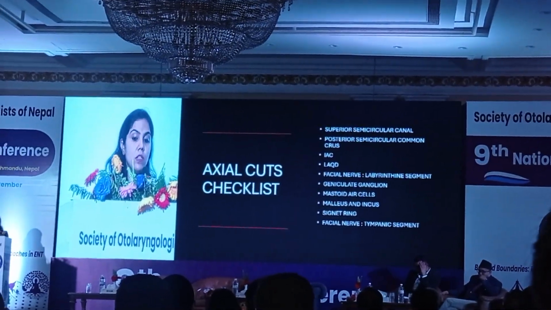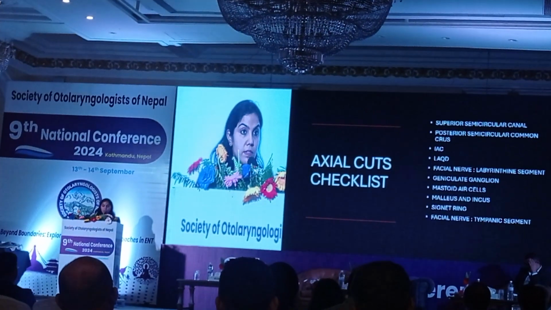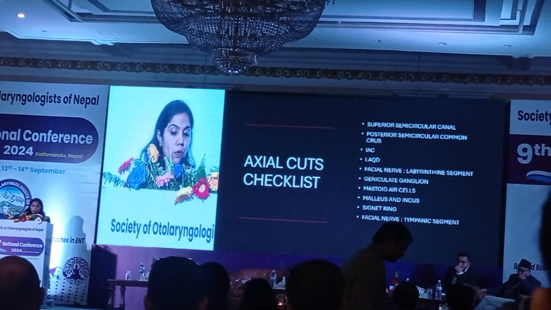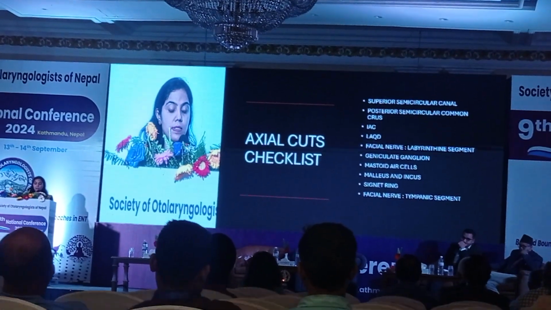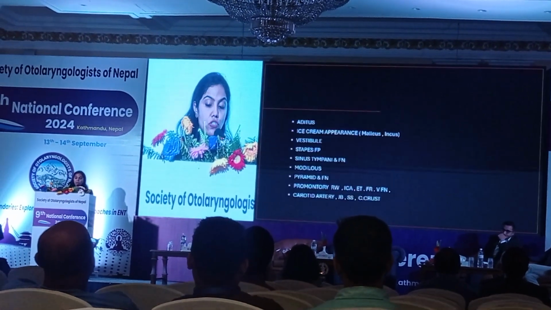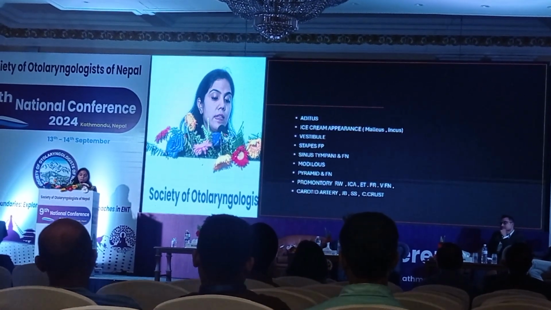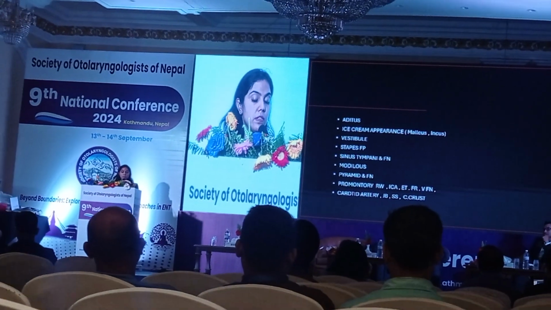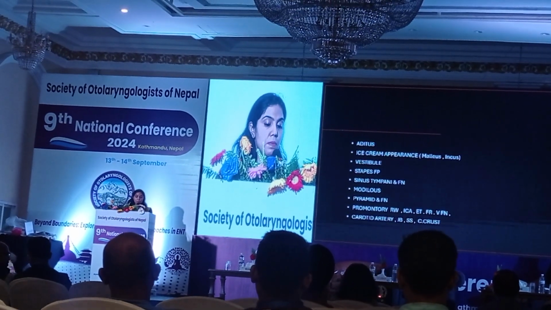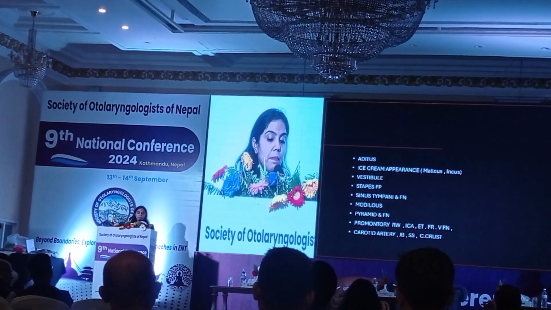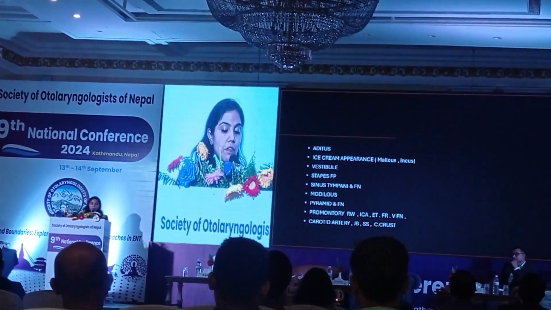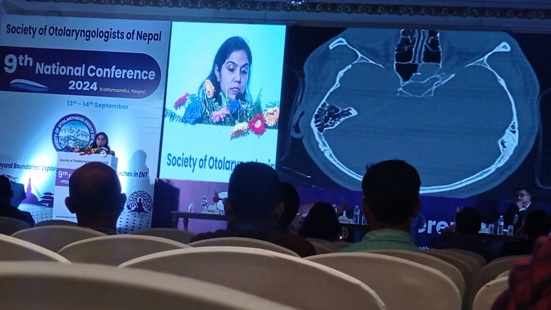See the superior semicircular canal, the posterior semicircular canal, the common crus, IAC, aqueduct, facial nerve, geniculate ganglion, mastoid cells, malleus, incus, significant facial nerve, and the famous high-riding appearance of the ossicles, the vestibule, the stapes footplate, sinus tympani and facial nerve, modiolus, pyramid, promontory, carotid artery, jugular bulb, and sigmoid sinus.